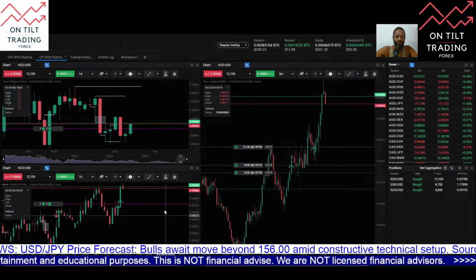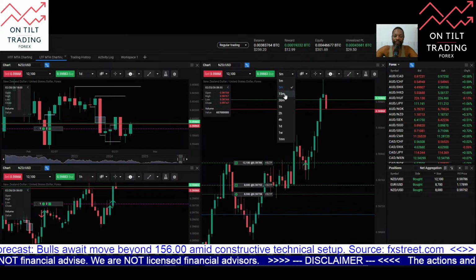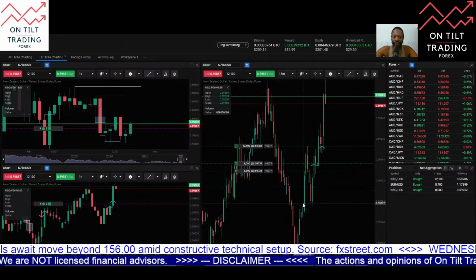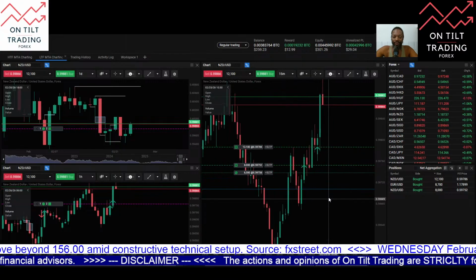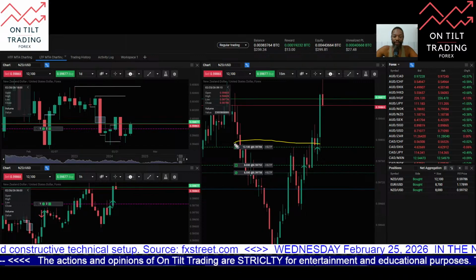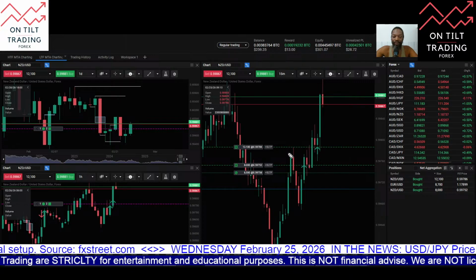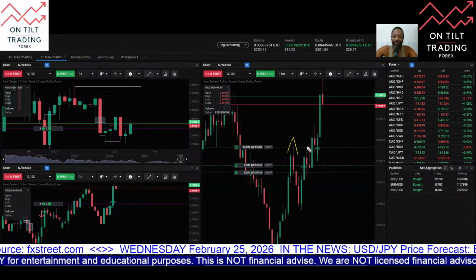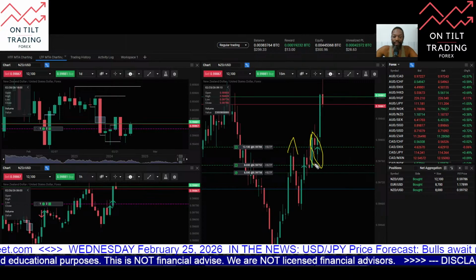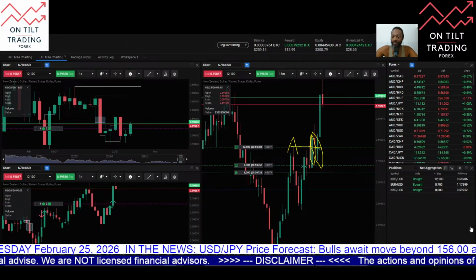So setting up here, currently this is the 5-minute. I'm going to drop back down to the 15-minute here. So there is where I took this entry. This is based on a 15-minute market structure shift. So this is a swing high right here, and then we get this body candle closure above this swing high. So that triggered that entry.